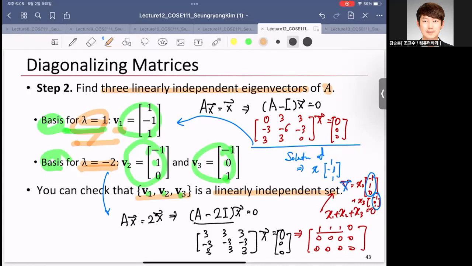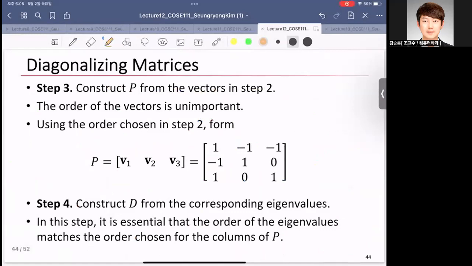diagonalization. Right? This was the definition earlier. Then construct P from the eigenvectors. In this case, the order of the vectors doesn't matter, unimportant. Then we just define matrix P as v1, v2, v3 like this.